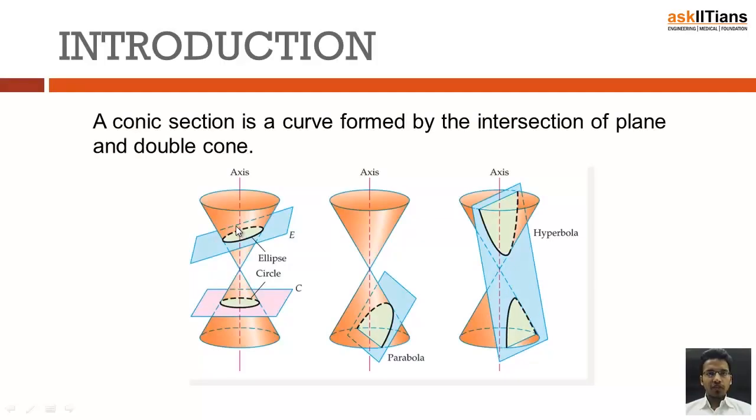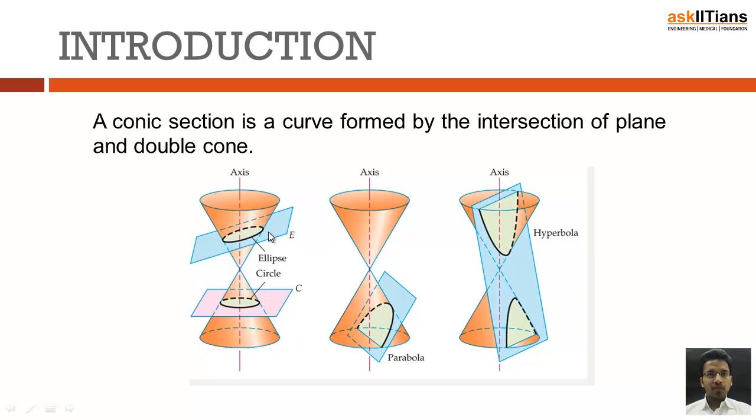Starting with the definition of conic section, it is a curve formed by the intersection of a plane and a double cone. What does it mean? It means we are cutting the double cone using a plane at different orientations, and according to the orientation, whatever section we get, we classify as a conic section. Broadly speaking, there are 4 types of conic sections. One of them is the circle, which is the simplest conic section, obtained when we just cut the cone parallel to the base.